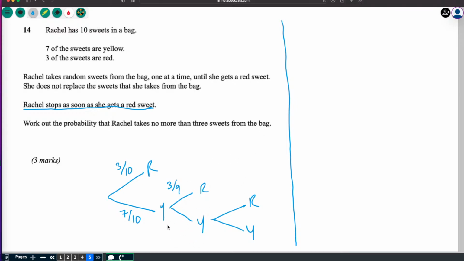Okay, so yellow then yellow, that'll be 6 out of 9. And then if I pick yellow, yellow then a red, I'll still have 3 red sweets and 8 sweets left over. And then if I pick yellow, yellow, yellow, that'll be 5 out of 8 for that final pick. Okay, now I want the probability. What are we going to call that? What's the probability she takes no more than 3 sweets? So probability of no more than 3 sweets.